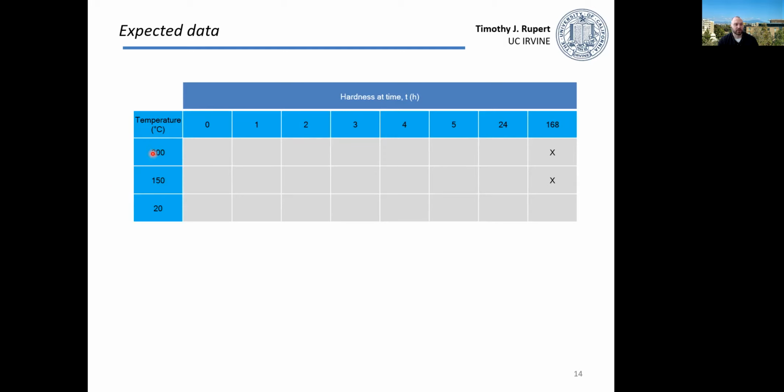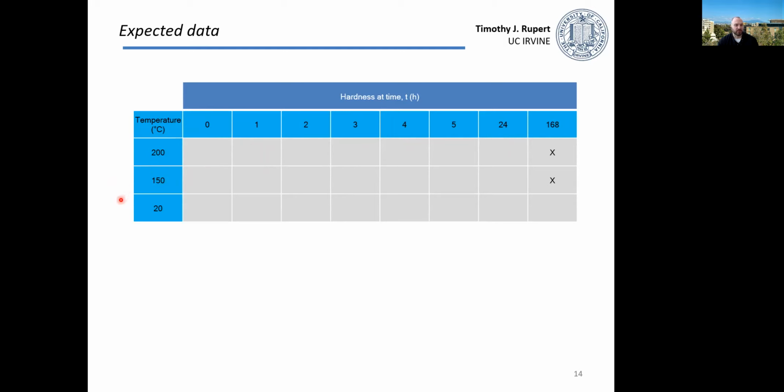So this higher temperature should allow that second phase to precipitate out and grow much faster than this lower temperature, right? And for that, I'm going to do 0. So right after I solutionize, 1, 2, 3, 4, and 5 hours, and then 1 day, okay?